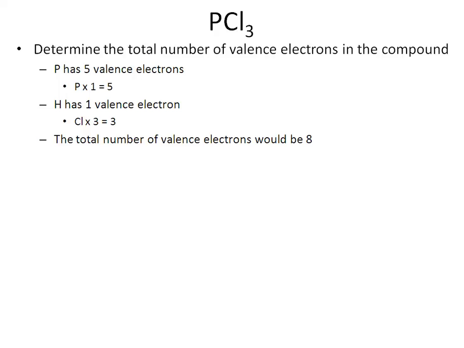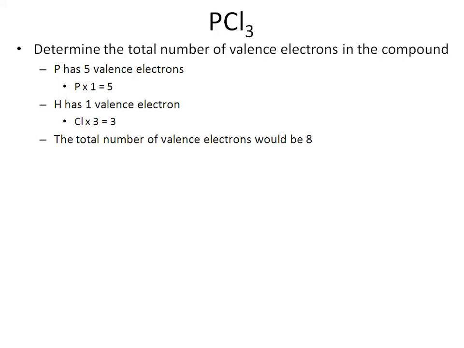So the first few we've done were pretty easy. Let's take a look at another one. We have PCl3. P is in group 5. H is in group 1. There's a typo there. It should say Cl. So Cl has 1 valence electron, and we have 3 of them. So it should be 8 total valence electrons.